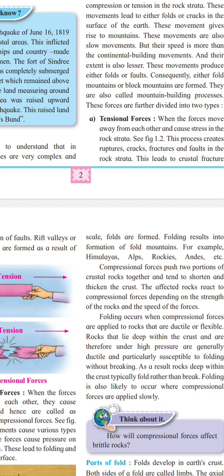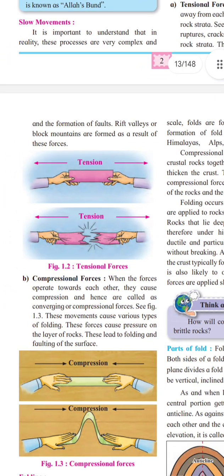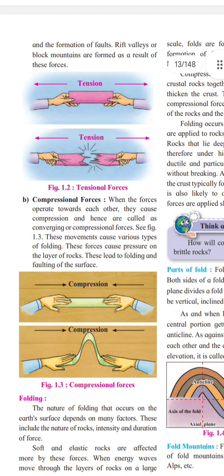Tensional forces pull the rock layers away from each other. Imagine stretching a rubber band as you pull it from both sides. You can see the example here. It becomes thinner and may actually break. Rocks behave similarly when tensional forces act on them. Because of these forces, cracks develop in rocks, and fractures and faults are formed. The Earth's crust breaks into blocks. These forces mainly form rift valleys and block mountains.